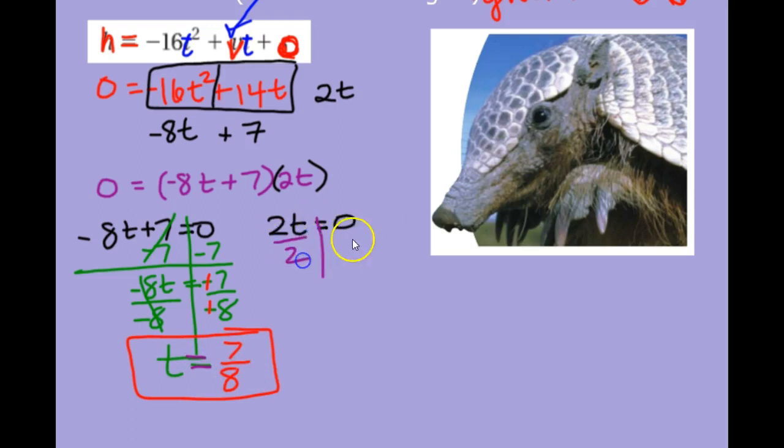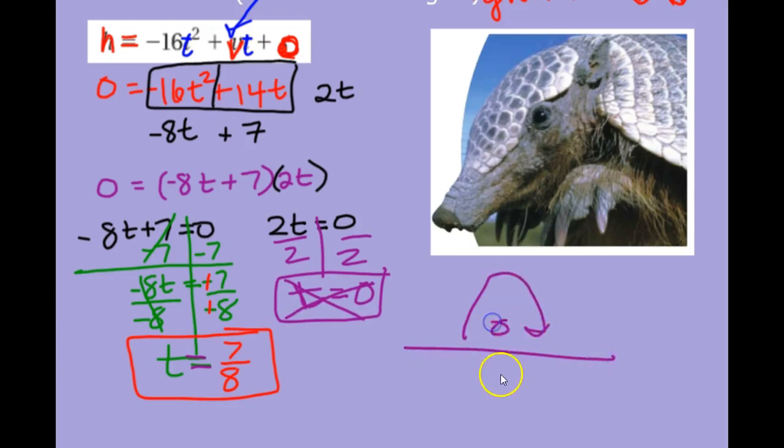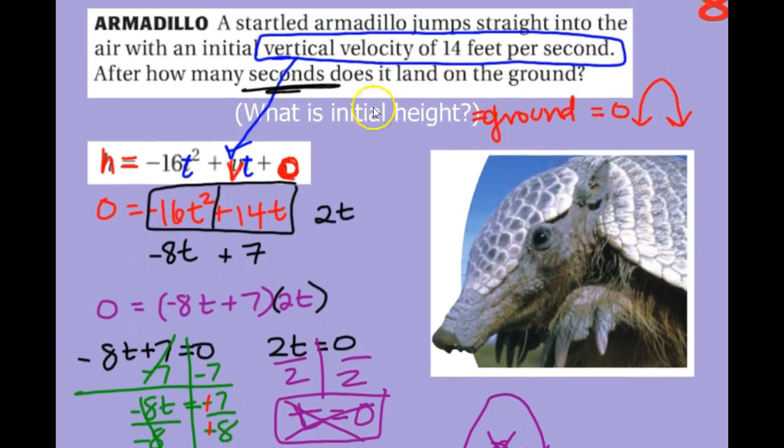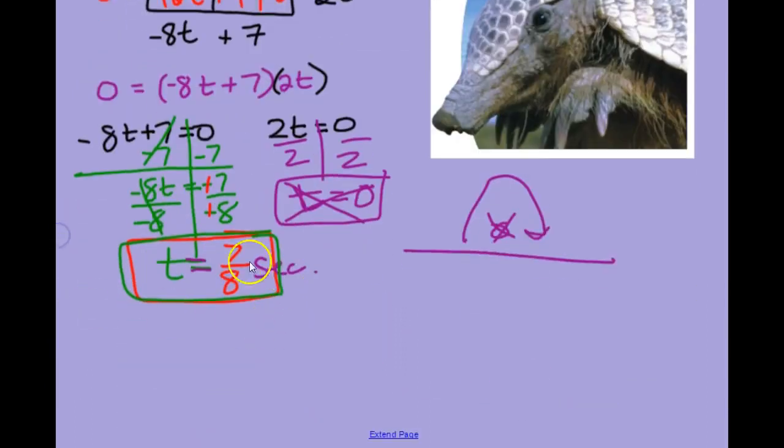And if I divide by 2 on this side, 0 divided by 2 is still 0. You can't have a time of 0. You can't jump off the ground and land back on the ground in a time of 0 seconds. It doesn't work. But 7/8 of a second, it's a quick jumper, but it could happen. It's some sort of elapsed time. So our answer, after how many seconds does the armadillo land on the ground, would be 7/8 of a second.